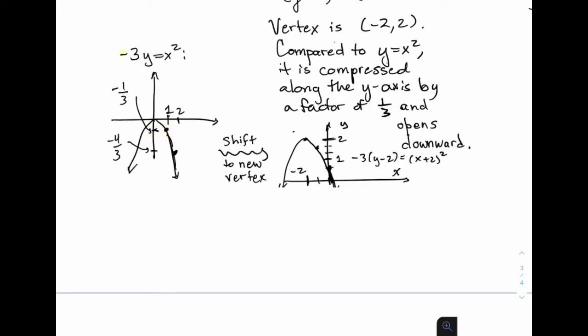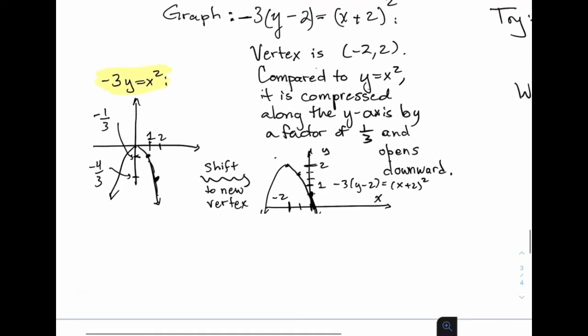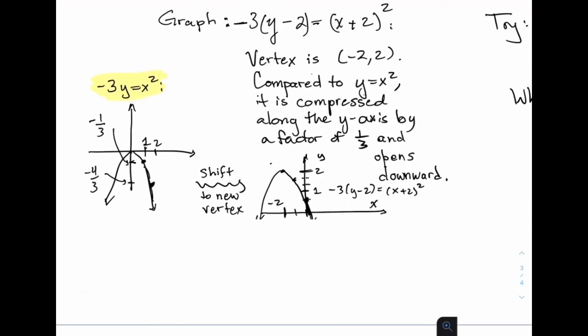Now we can transform the equation by subtracting 2 from the y and adding 2 to the x in the equation -3y equals x squared. Which means the new vertex is at -2, 2. And otherwise is the same shape as that. We get this parabola. It opens downward because of the negative sign and is compressed because of the factor 3 in front of the y, -2.